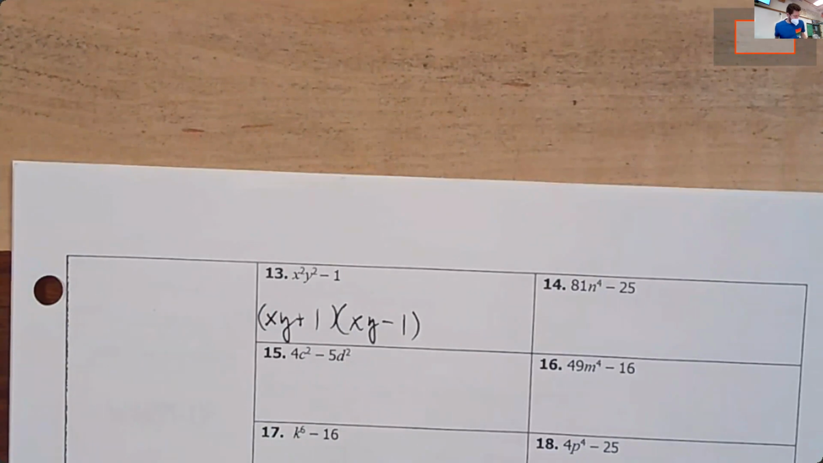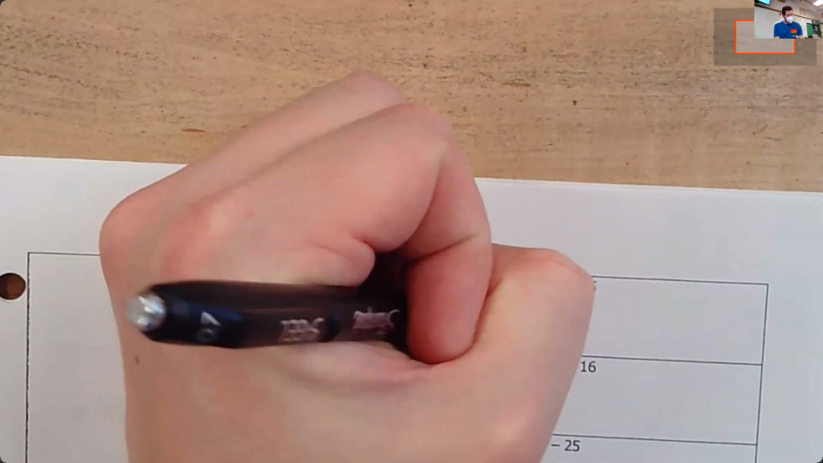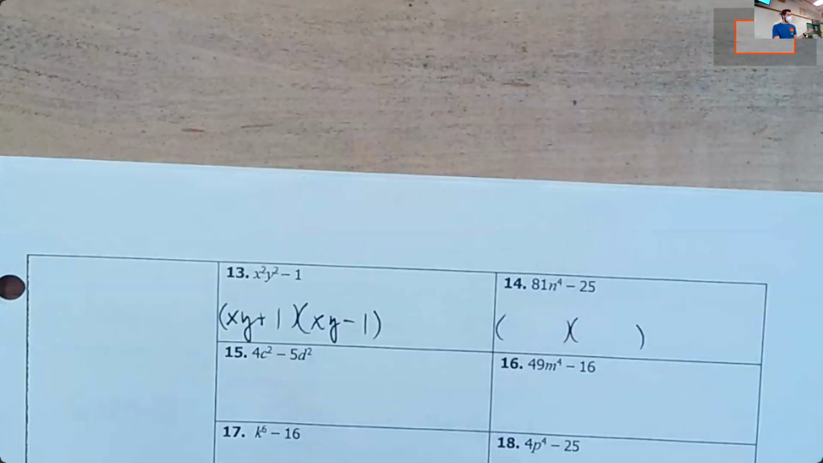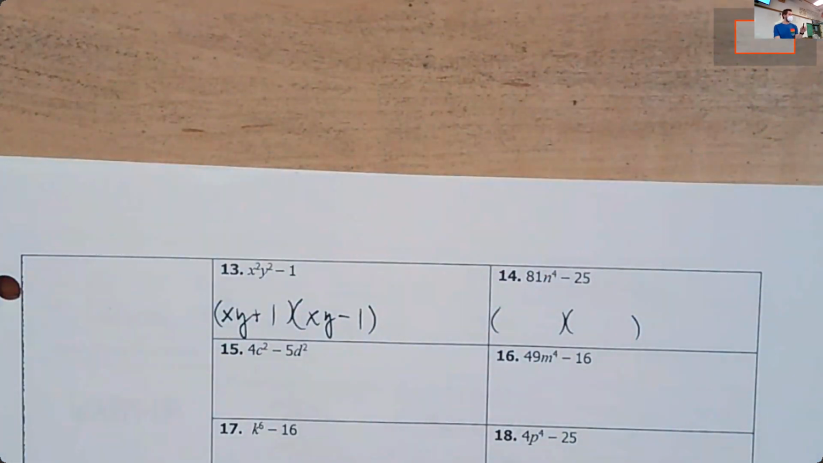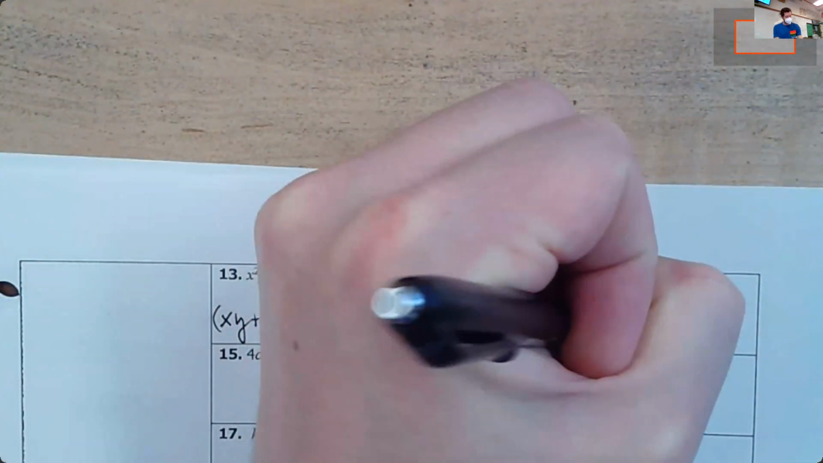Number 14. 81n to the 4th minus 25. So what would multiply by itself to equal 81n to the 4th? So yeah, it's going to be 9n squared. Nice. So 9n squared plus 5, and then 9n squared minus 5. Excellent.